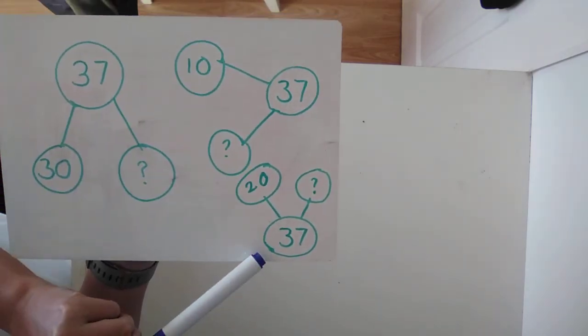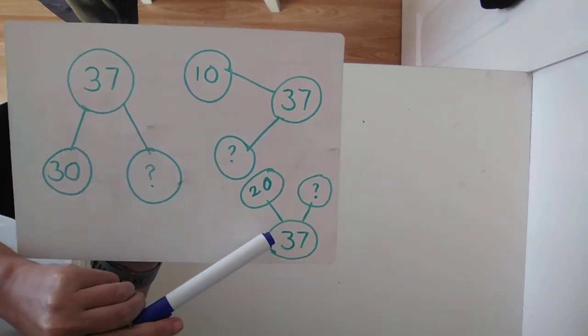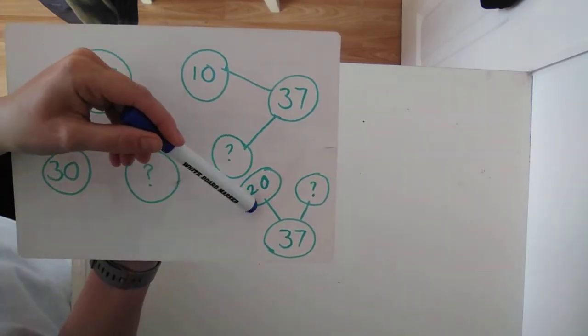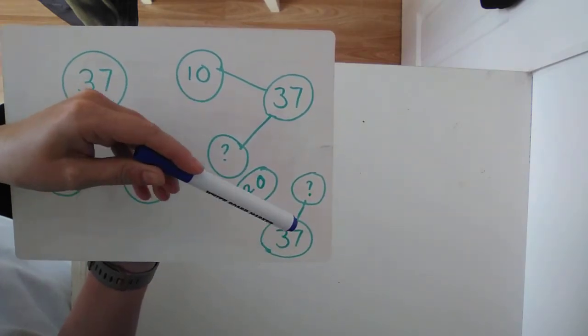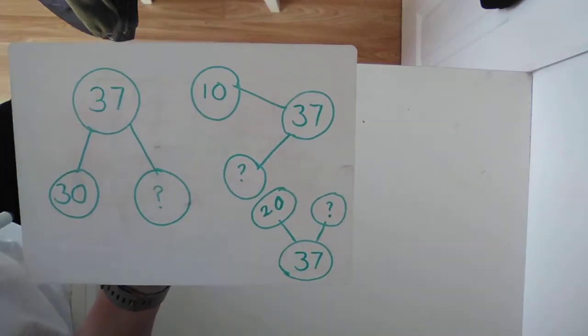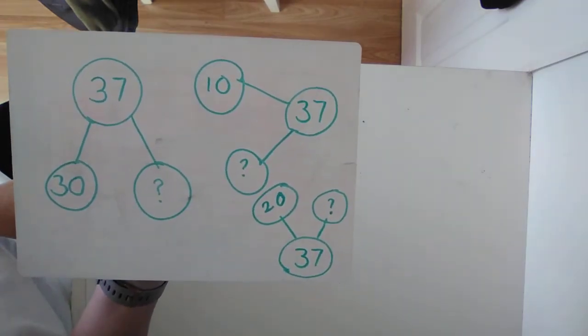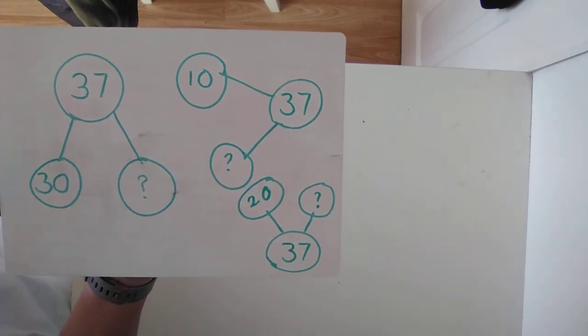And then at the bottom, again, I've got the number 37. And I've used 2 of my 10s, so I've put 20 in here. So I've still got a 10 left. And how many ones have I got left? What number would have to go in there? You can pause the video at this point if you want to try and work those 3 out.